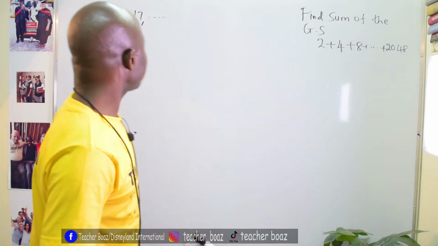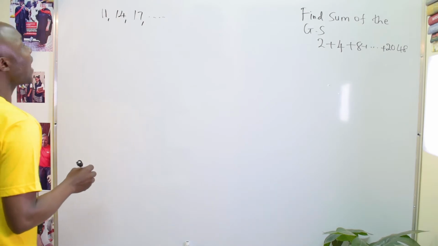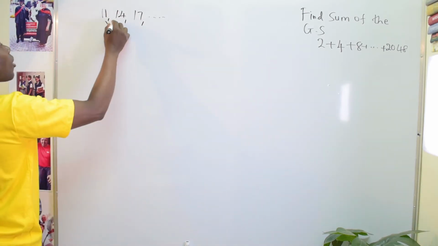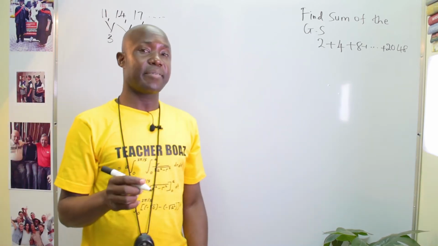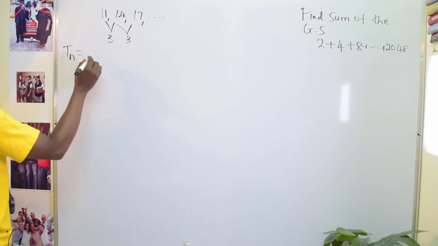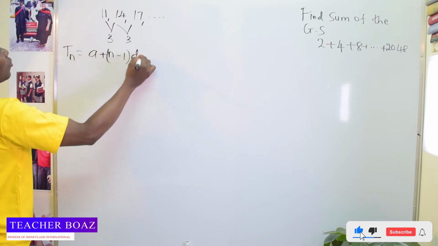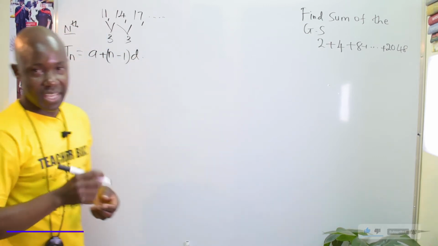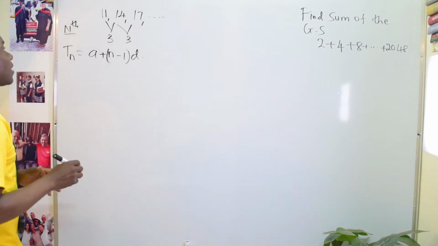Let us use, for example, 11, 14, 17, all the way. Then somebody is asking you, can you find the nth term or the fourth term? The first thing that you need to note, the common difference here, is 3. Then you have to write your formula. So the formula is Tn equals a plus n minus 1 into d. That's how we find the nth term in any arithmetic progression or arithmetic series.